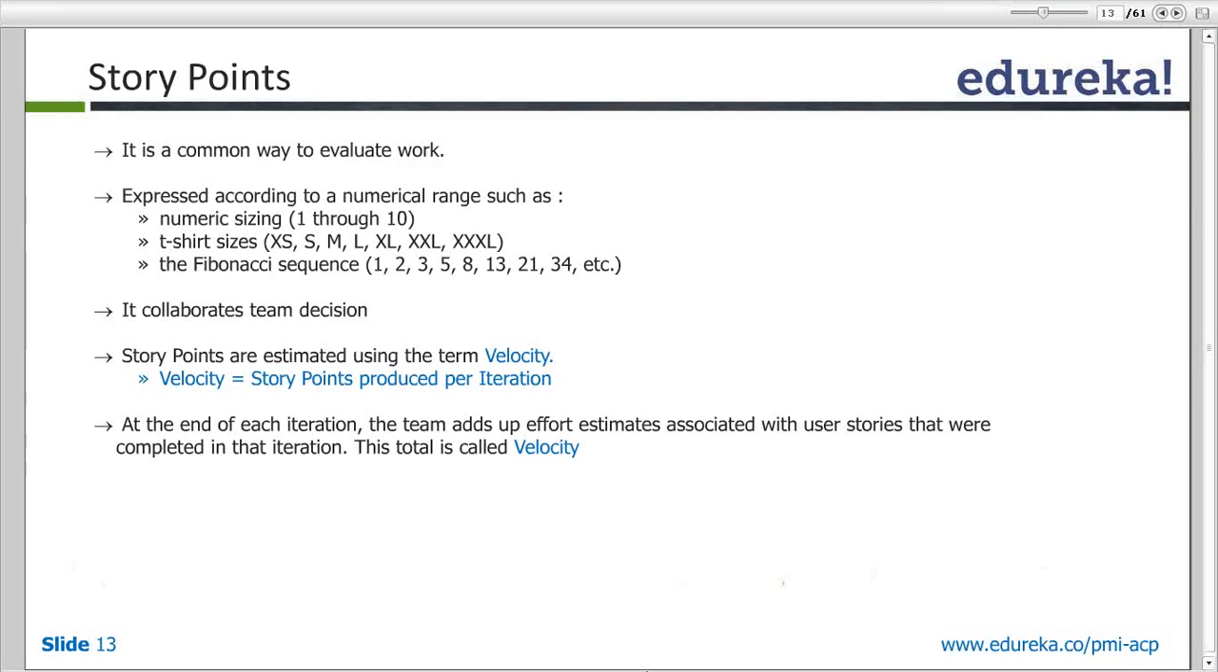So velocity is the sum of all the story points delivered in one iteration. The sum is only done for story points which are completed 100%. Even if something is completed 95%, like development was complete, everything was complete, but you just could not deploy it, even in that case, you don't include that under your velocity. If it's not 100%, it's not assumed as a completed story, and it will not be used to calculate the velocity. Okay?